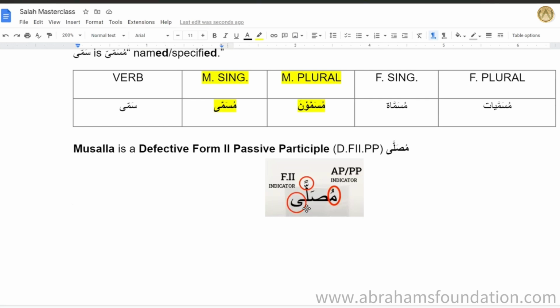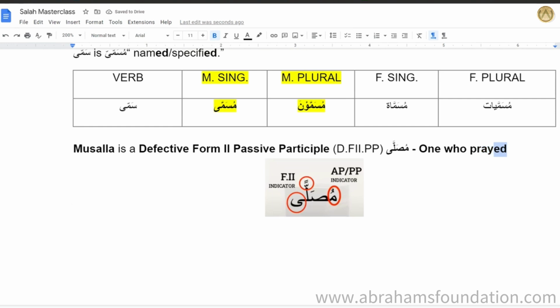Yeah, exactly. If it's defective, that means Muṣalla has a waw, and now there's an alif maqsura. This is in the past tense automatically. Okay, so that means someone has prayed. He already did salah. It's like someone who has prayed. In English it would be one who prayed.